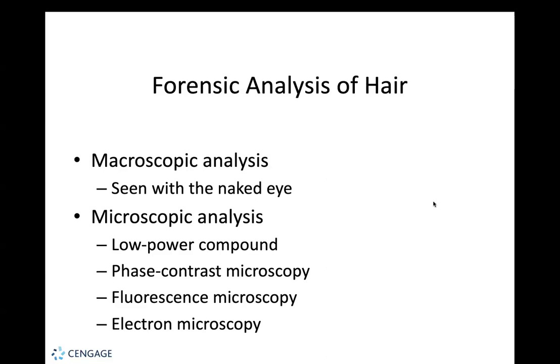Low-powered compound microscope. This is your typical light microscope that you may have used, say, in high school or in schools. Then you have your phase contrast and fluorescent microscopy, where you can look for various structures, and the most detailed type of microscopy that you will get with a hair follicle is going to be the electron microscope.